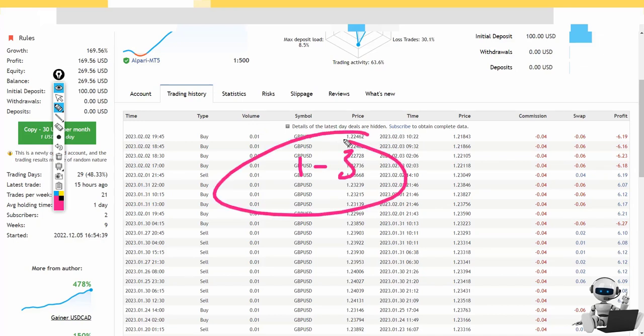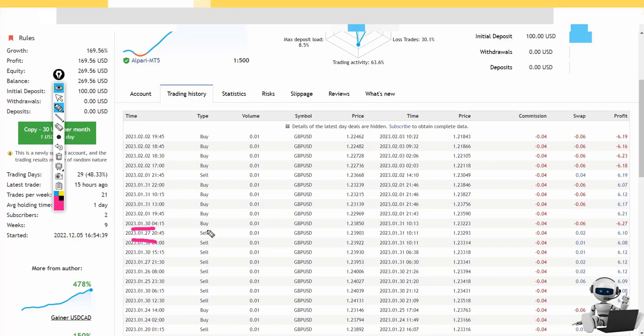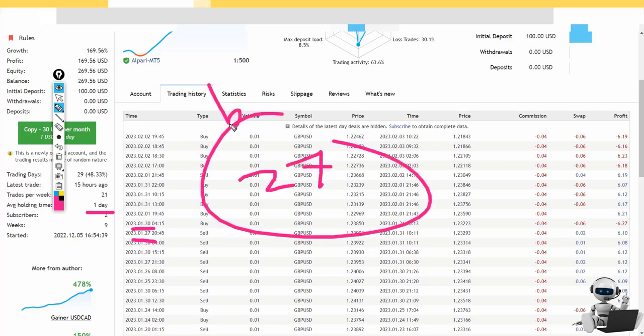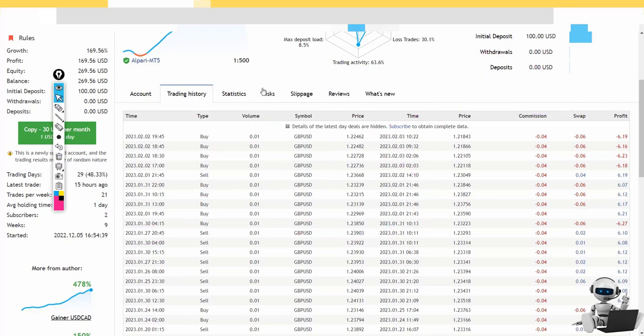So the grid is not like 10, but there is a type of grid that he is using and he holds the trade. For example, let me show you this one. You can see the time 27 of January and this one is 30 of January. So it holds the trade for a longer period. That's why we have an average holding time of 1 day. For example, it will open a trade on 27 of January and it will close it on 30 of January. So this will be the holding time, and a problem for some people.